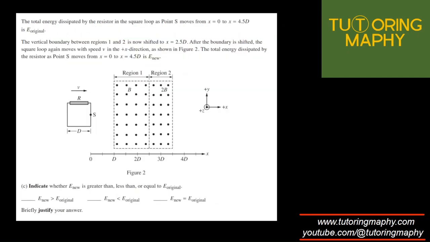All right, let's talk about this question. So here we have the total energy dissipated by the resistor in the square loop S from 0 to 4.5 D is E original. Now, if the boundary shifted to 2.5 D, it means that there is more of region 1 and the new energy is E new. So how do we compare? Now, see, energy is after all dependent on power, and power is dependent on induced current. Induced current is dependent on induced voltage, or induced EMF. And induced EMF is based on change of flux, or d phi over dt.